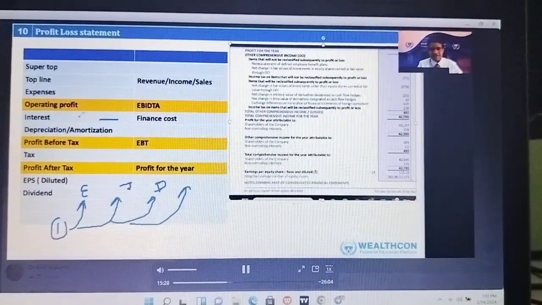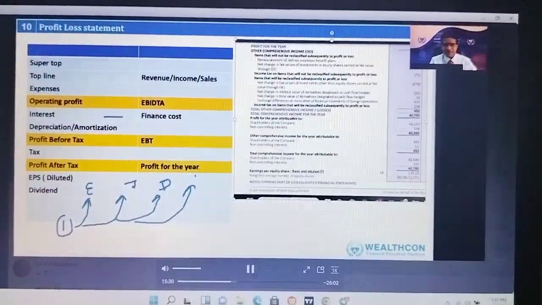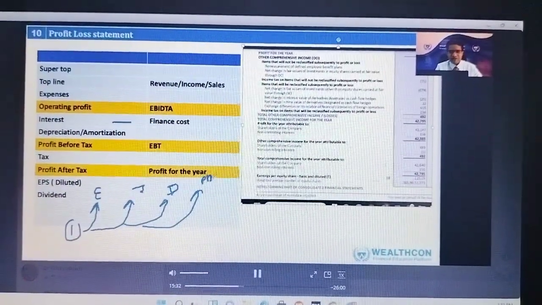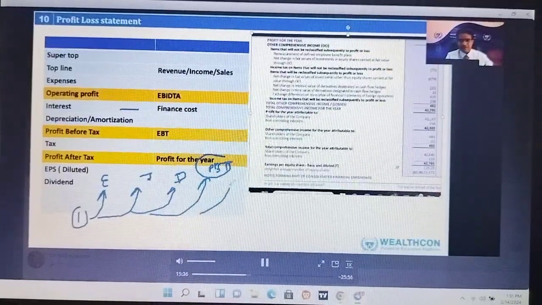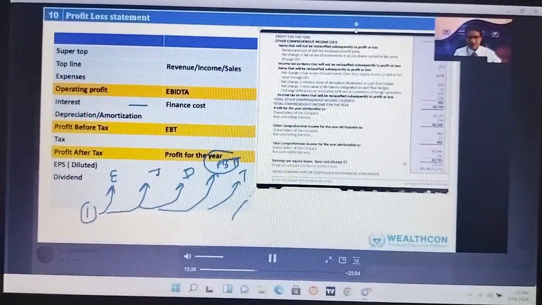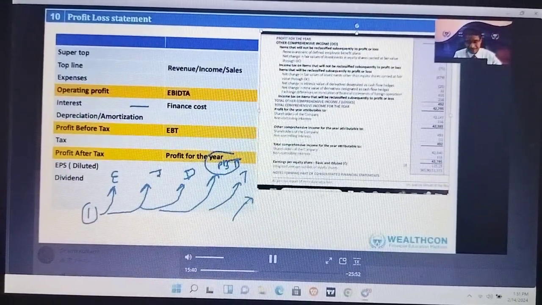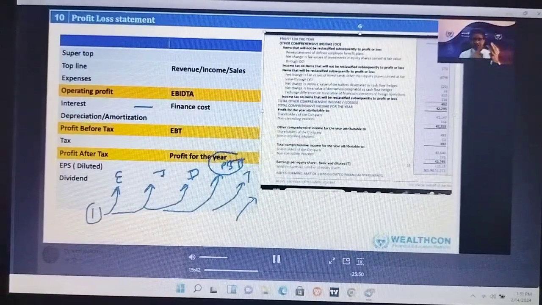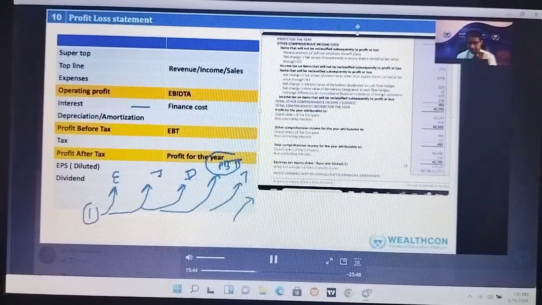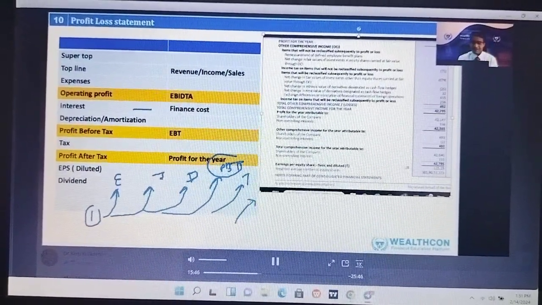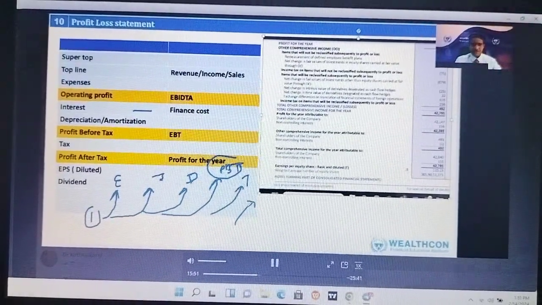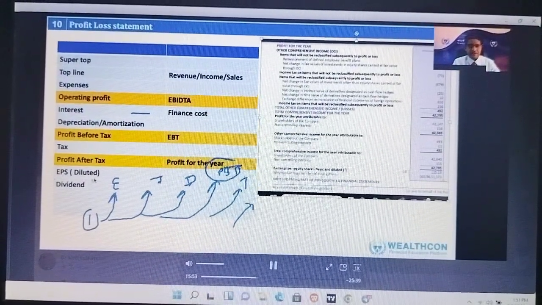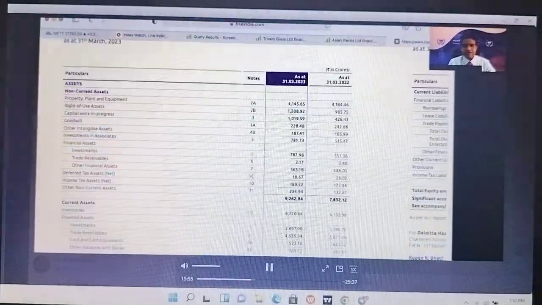Then after depreciation there will be profit before tax. This will be one number calculation. And from profit before tax, the government will take tax. And what remains is the profit after tax. And then profit after tax can be given to the owner as a dividend, can be reinvested, can be used for buyback of shares or repayment of loan or social service. This is the sequence. Let's go to the actual statement.